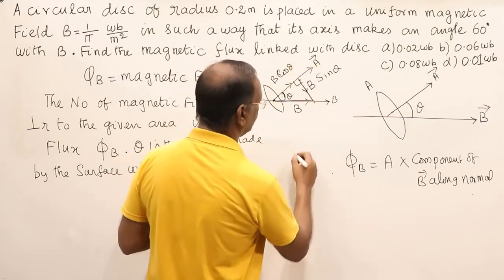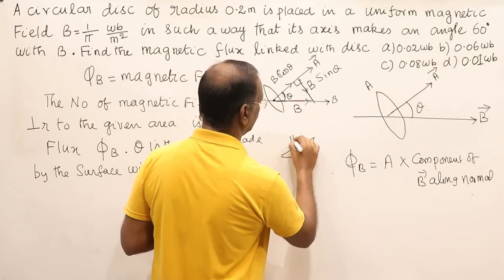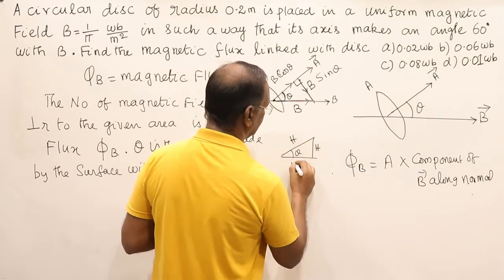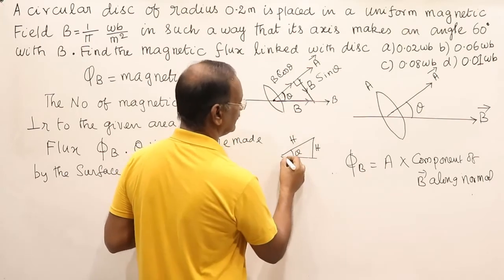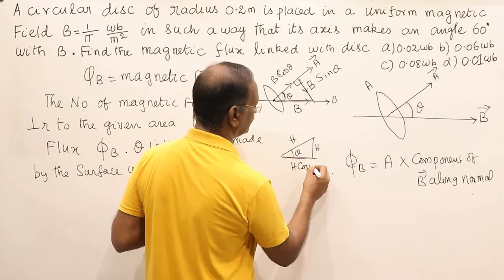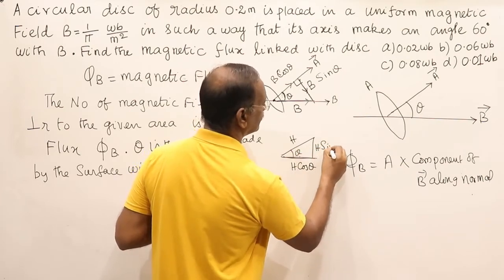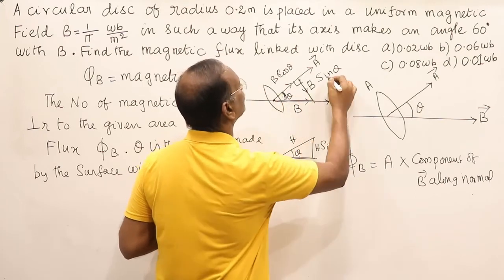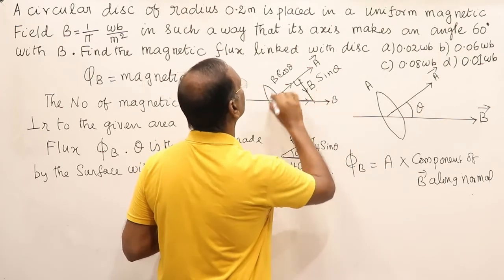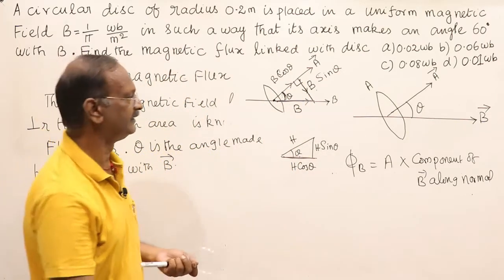In trigonometry, if this is theta and this is the hypotenuse H, the side nearby the angle is hypotenuse into cos theta, and the side far from the angle is hypotenuse into sine theta. In the same way, this side is B sine theta and this side is B cos theta.